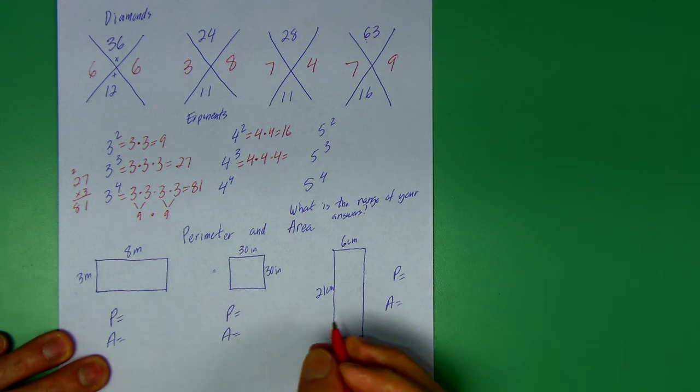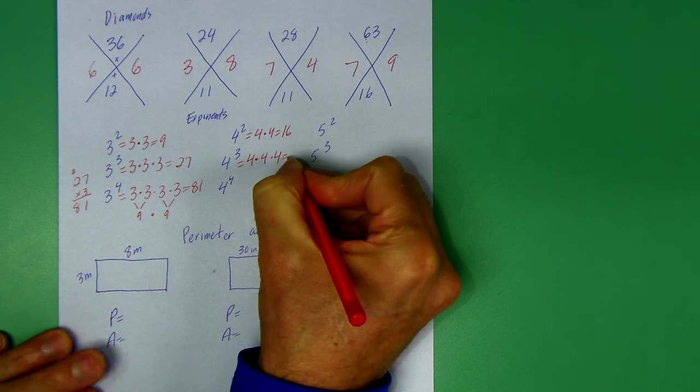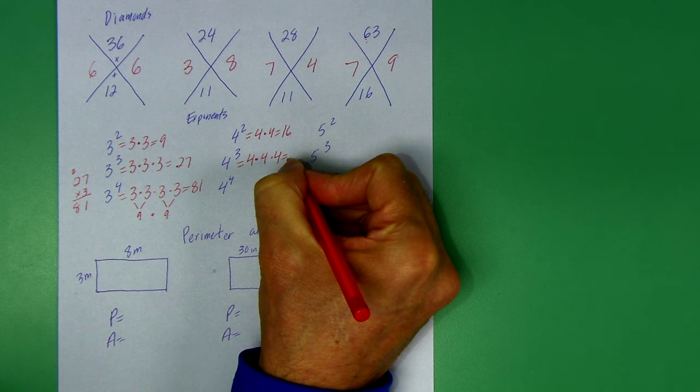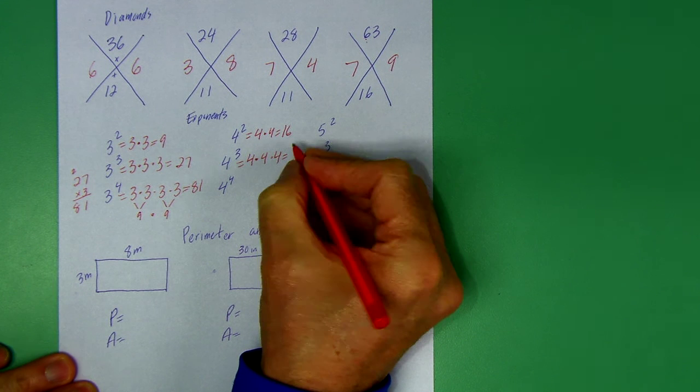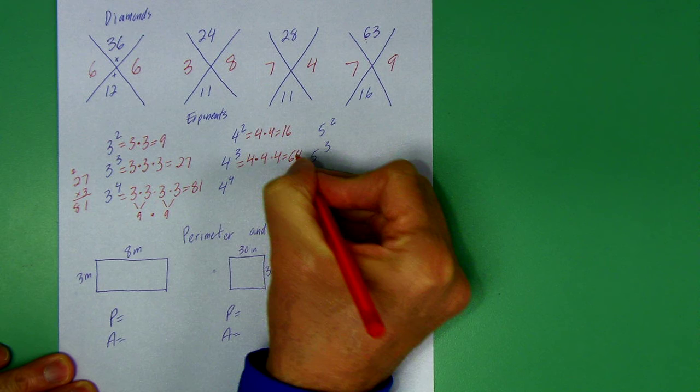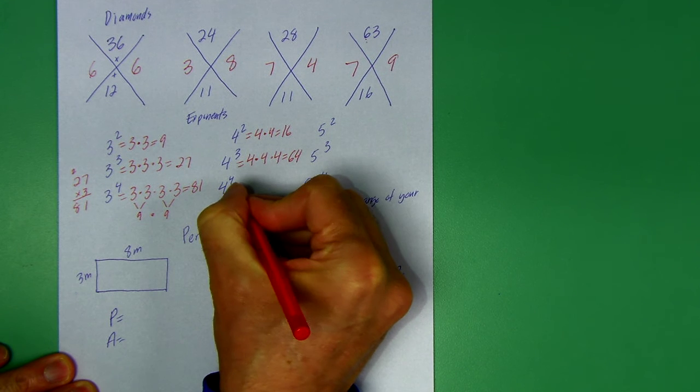That's 4 10s and 4 6s, right? 4 10s is 40. 4 6s is 24. 40 and 24, 64.